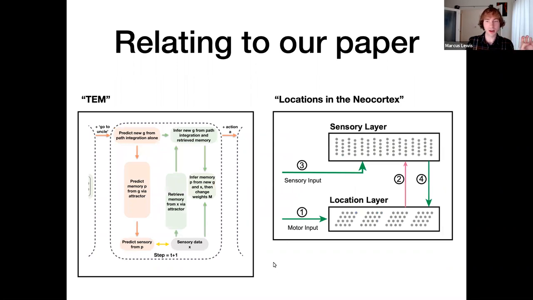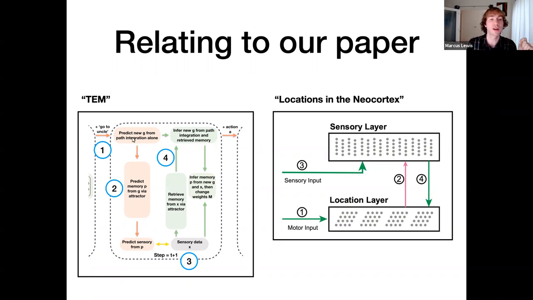Their model is on the left, our model on the right. I'll talk about ours first. We talk about these two cell populations, roughly grid cells and place cells, that receive a motor input. Then they predict a sensory input. Sensory input arrives, and then they update the location based on what happened. I can draw these same numbers, 1, 2, 3, and 4, on their network, where the same general sequence of things happens. So it's really the same type of model.